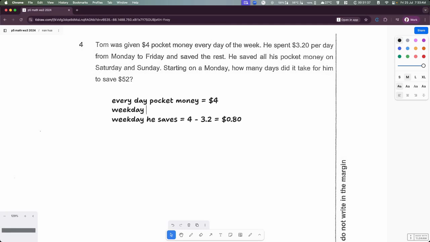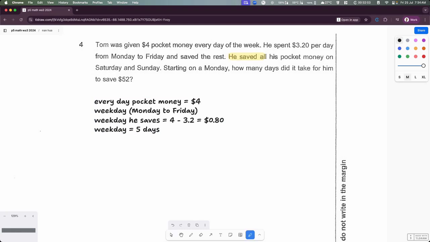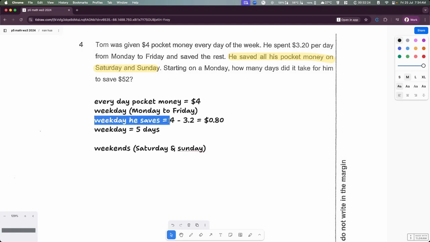So a weekday is basically Monday to Friday. On a weekday he saves 80 cents, and a weekday is equal to 5 days. Now we know the weekdays. How about the weekends? It says here he saved all his pocket money on Saturday and Sunday. So weekends is basically Saturday and Sunday. On a weekend he saves everything, so he saves $4, and weekends is also equal to 2 days.